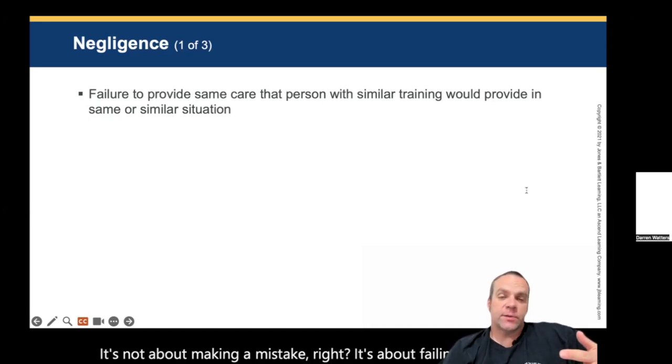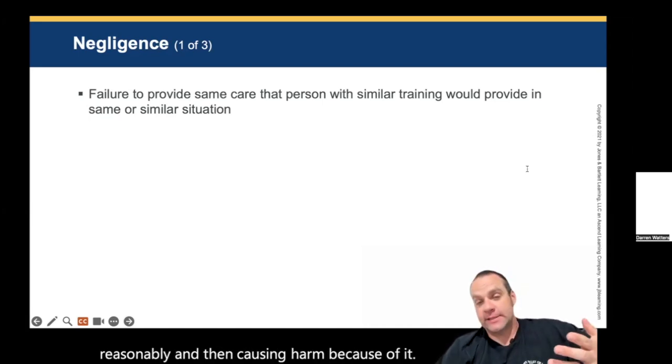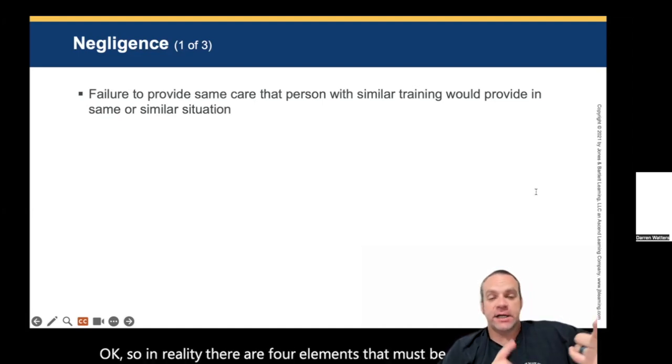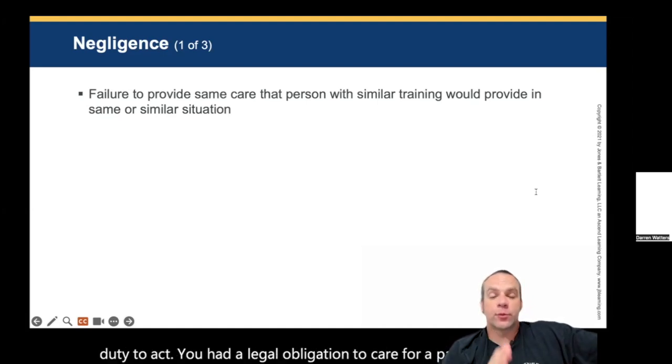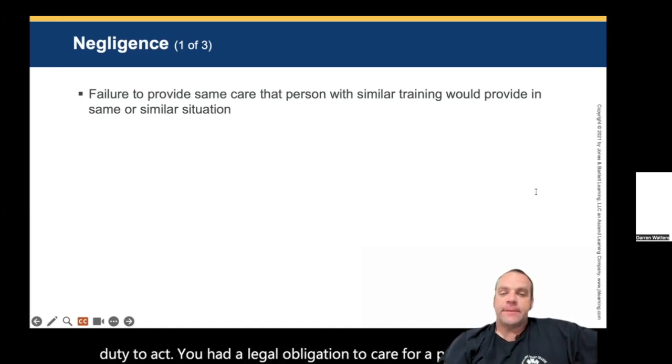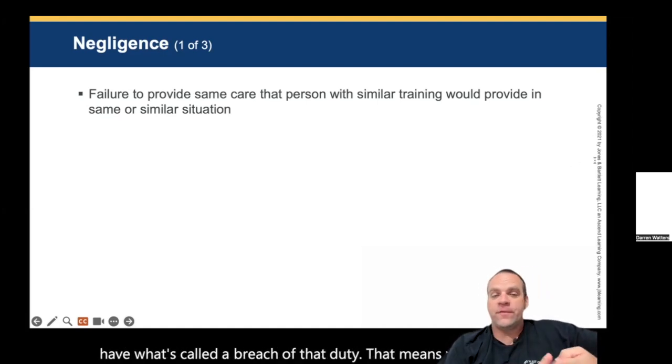In reality, there are four elements that must be proven in a negligence case. The first one we already talked about. It's a duty to act. You had a legal obligation to care for a patient. Number two, you have what's called a breach of that duty. That means you did something wrong or failed to do something you should have.